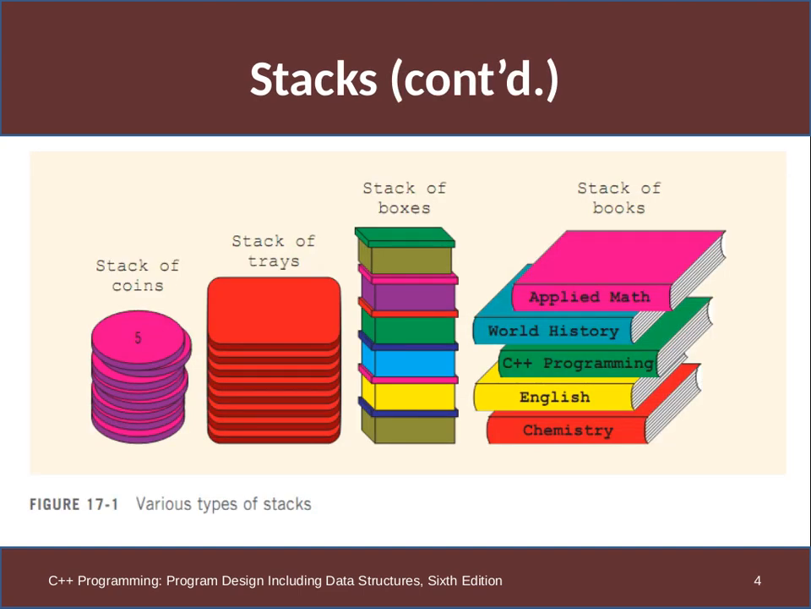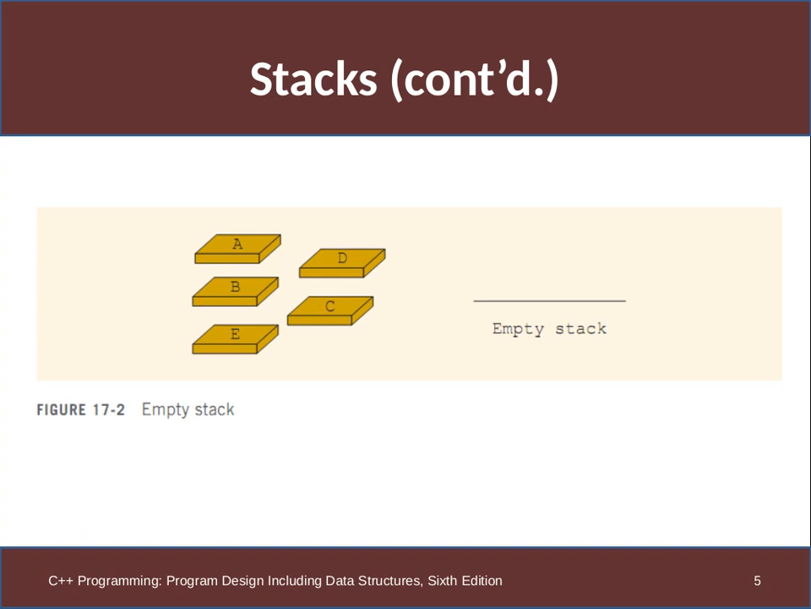Hey, look, a stack of coins, a stack of trays, a stack of boxes. Note those boxes have lids, because at first that image confused me. And then a stack of books. So the top, of course, in your stack of books is applied math. Now, if you can only operate on the top and you want to get to your English book, what do you have to do? Yeah, you have to keep removing until you get down there. All right, we're doing great.